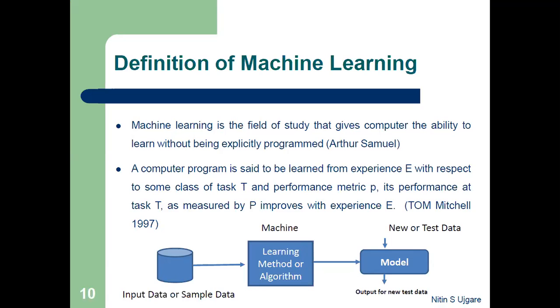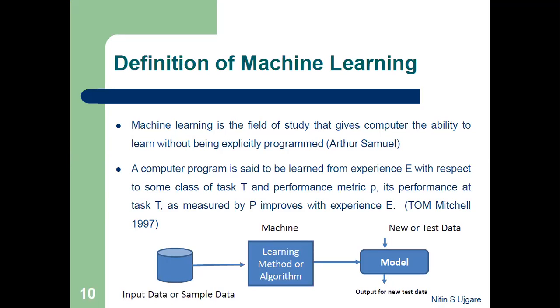More recently, Tom Mitchell in 1997 defined machine learning as follows: a computer program is said to learn from experience E with respect to some class of tasks T and performance metric P, if its performance at task T, as measured by P, improves with the experience E. So computer programs are targeted to solve some task T, and the performance of the program in solving this task T is measured with respect to metric P, and in the case of machine learning, this metric is called the accuracy of your machine learning model.